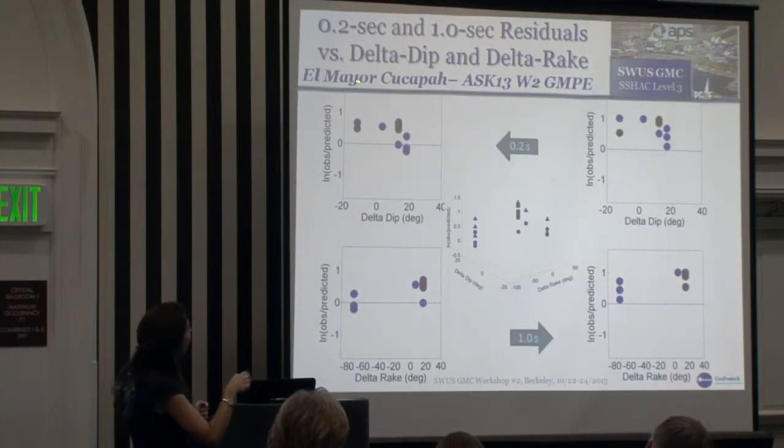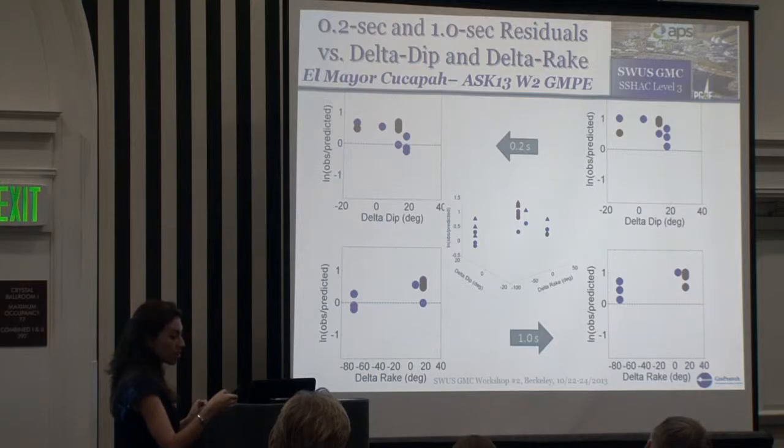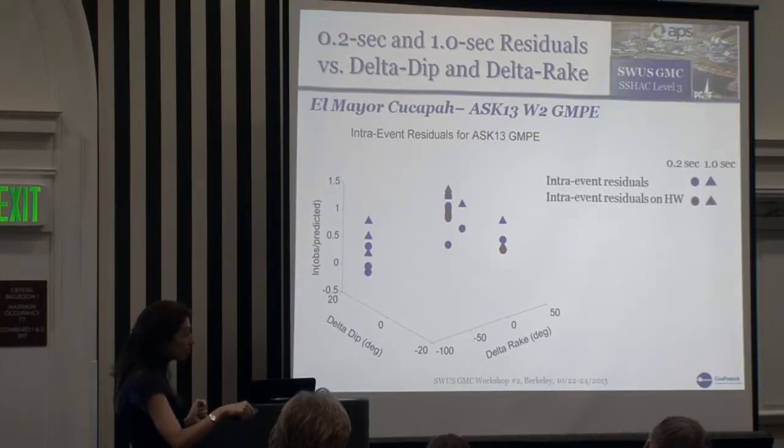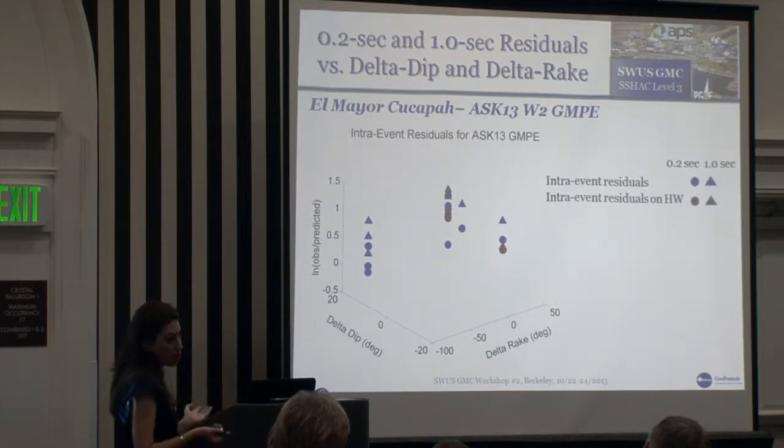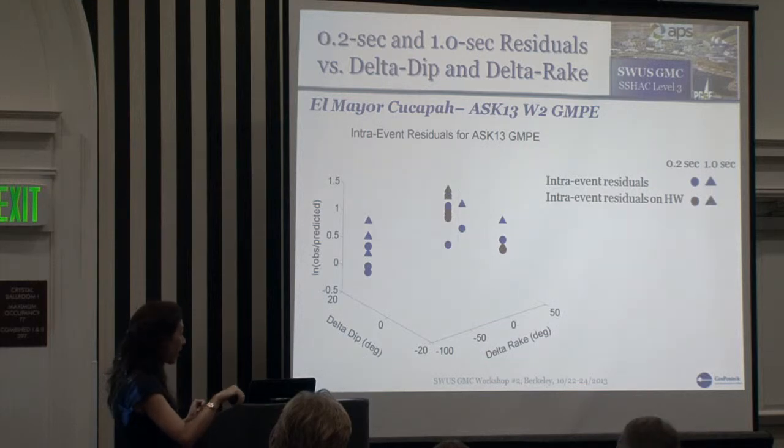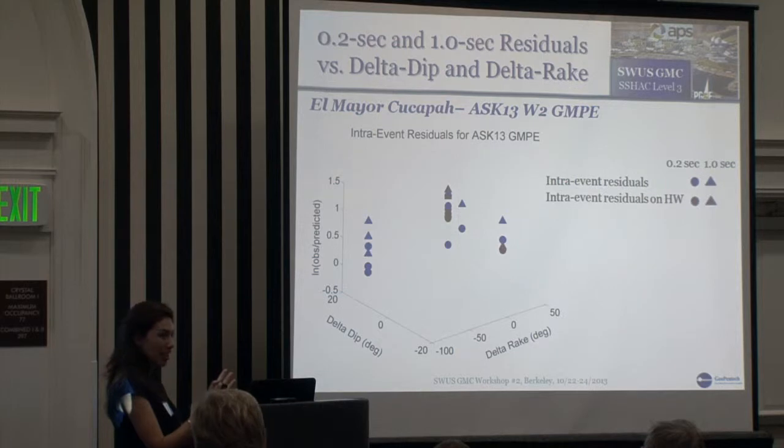Okay, so one step back. Chi-Chi didn't have changes in rake, so it was very easy to do bidimensional plotting. In the case of El Mayor Cucapá and Wenchuan, we have simultaneous changes of rake and dip, and that's why I'm providing these three-dimensional plots of my residuals.